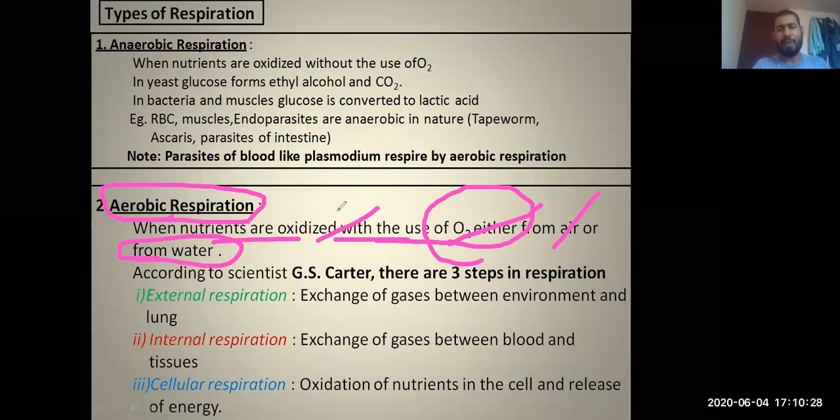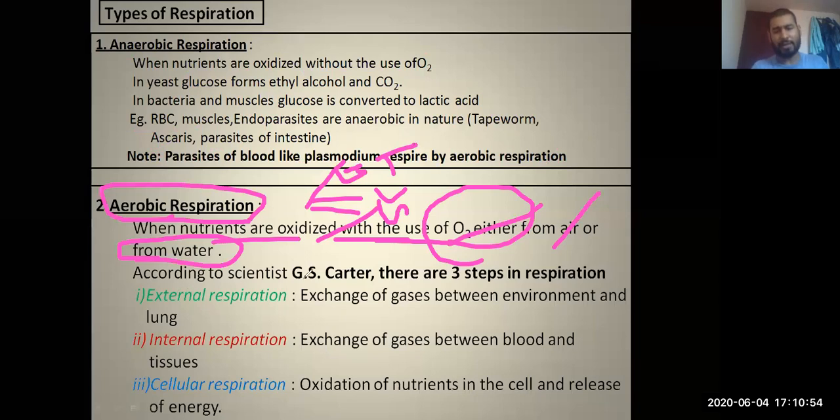Now this is aerobic respiration. It produces a large amount of ATP because there are three steps involved: glycolysis, Krebs cycle, and electron transport system. And we know very well that in aerobic respiration the Krebs cycle runs inside the mitochondria. So every cell which has mitochondria performs aerobic respiration.